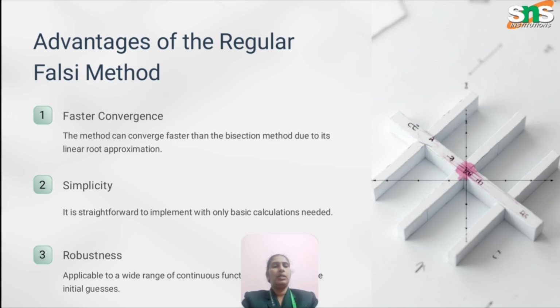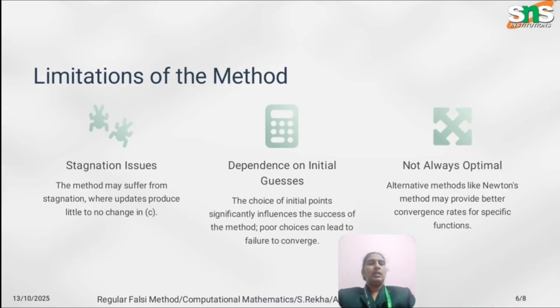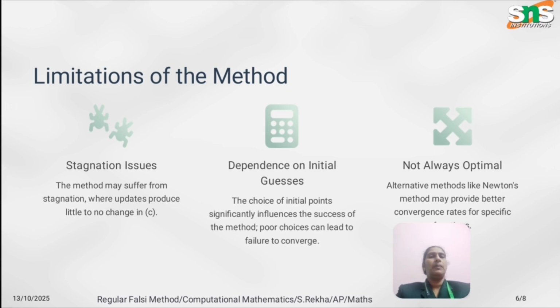If you compare to the bisection method, these are the advantages of the regula falsi. It converges faster compared to the bisection method, it is straightforward to implement with basic calculation, and it is applicable to a wide range of continuous functions with an appropriate initial guess. So these are the main steps of the regula falsi method. The limitation of the method is that it can stagnate, where the updates produce no change, it depends on the initial guess, and it is not always optimal.